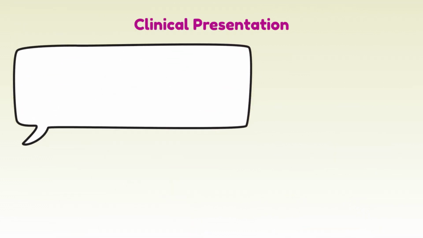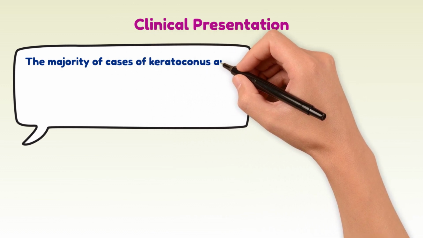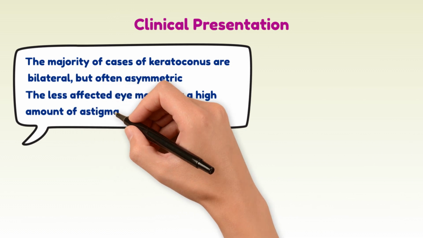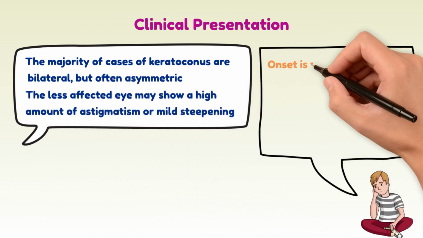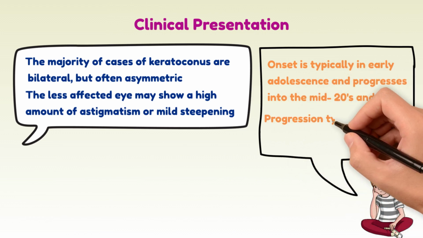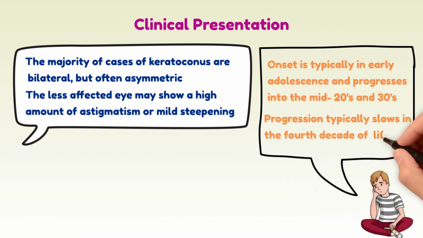It's necessary to know that the majority of cases are bilateral, but often asymmetric. The less affected eye may show a high amount of astigmatism or mild steepening. Onset is typically in early adolescence and progresses into the mid-20s and 30s. Progression typically slows in the fourth decade of life.